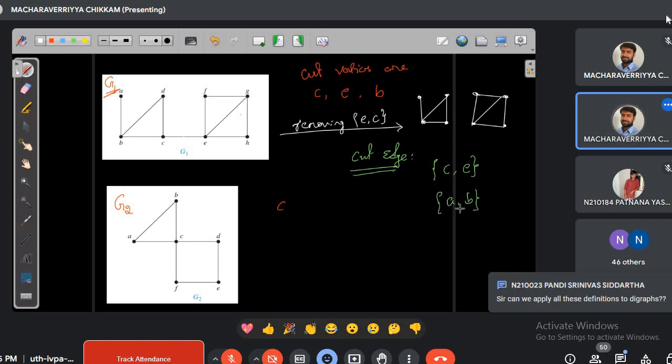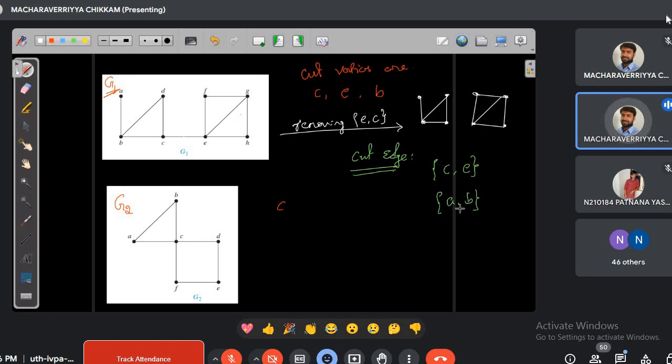Can we apply all these definitions to digraphs? Yes, we can apply all these definitions to digraphs also. First, I need to come to the path. What is a path in a digraph? We say there is a path from A to some other vertex E if there are directed edges from A to E. I'm saying there are directed edges, not that there is one directed edge from A to E directly. So you need a directed path from A to E.